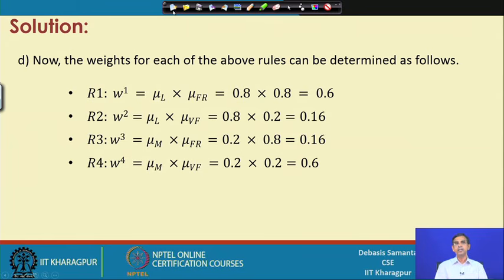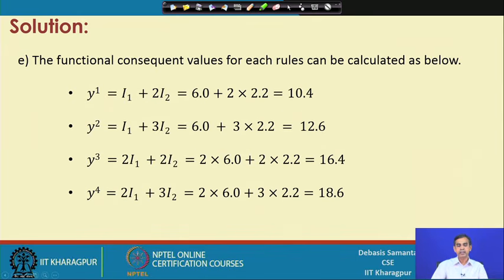Now, once W 1 is known, we will see how the Y 1 for each rule, R 1 and R 2, can be calculated. Here is the method by which Y 1, that means the output value, can be calculated. I told you that we will consider the different coefficients.